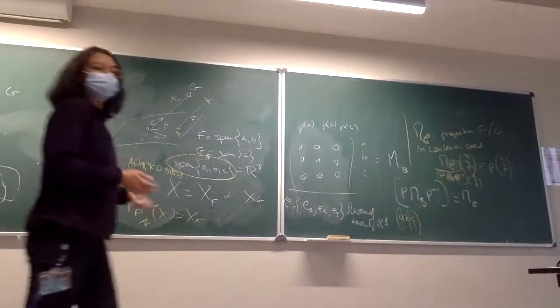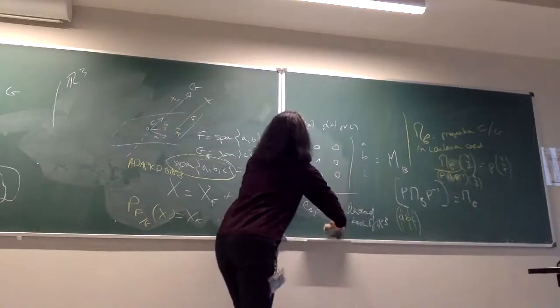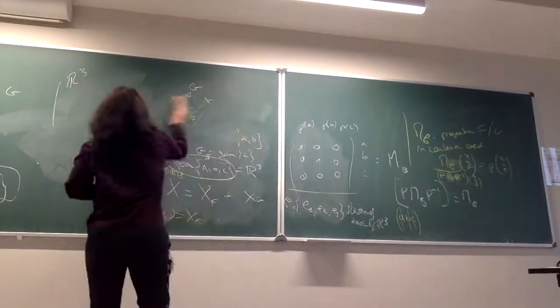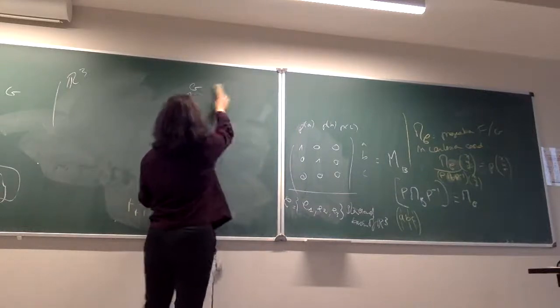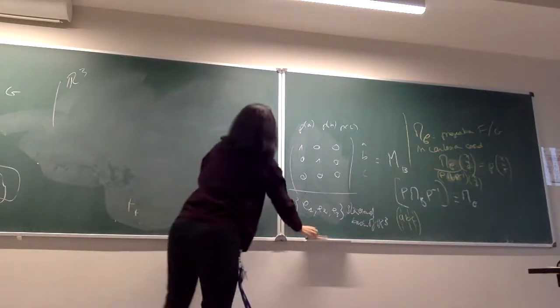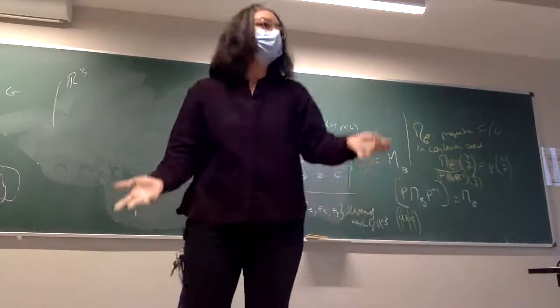I hope not to confuse you more, but we get back to this very important idea, which is when you know the image of some basis, you know everything about a linear map.